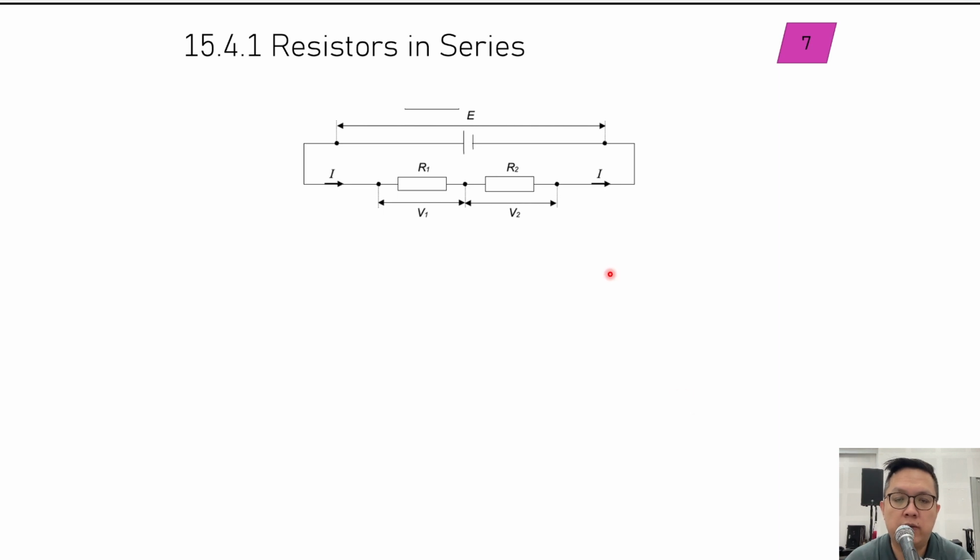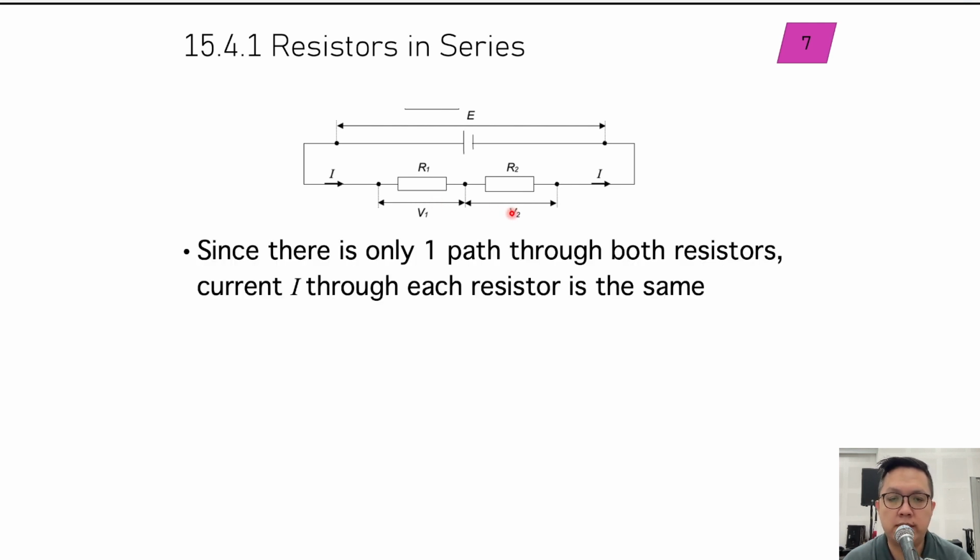So in this case here, remember in a series connection, my current is the same throughout. The same current flows through both resistors R1 and R2. Alright, and each of them has the same potential drop. We'll see more of that soon. Okay, so this is what we said. Since there's only one path through both resistors, current through each resistor is the same.